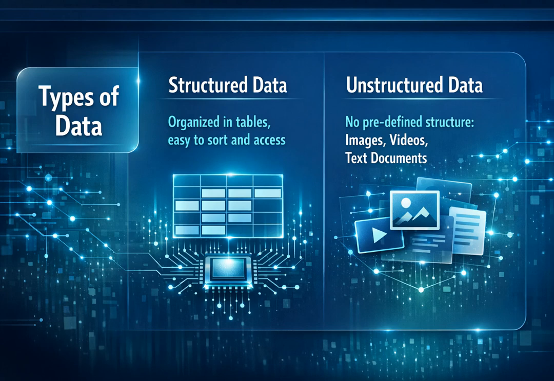Data comes in different types. Structured data follows strict tabular formatting. Think spreadsheets, where it's easy to search and sort. Unstructured data is exactly the opposite. Images, videos, and large text documents do not follow a simple, predictable table.